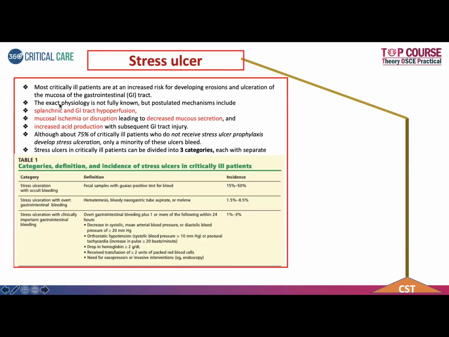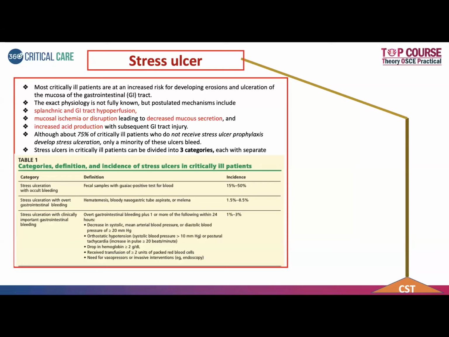So almost all critically ill patients are at increased risk of developing erosions and ulceration of the mucosa. Okay, the exact pathophysiology is not known, but it is mainly due to splanchnic or GI hypoperfusion. Okay, most of the patients who are in shock and volume depleted will have GI or splanchnic hypoperfusion. Mucosal ischemia or disruption leading to decreased mucosal secretion, and there will be increased acid production as well. Okay, because of stress. So 75% of the critically ill patients who do not receive stress ulcer prophylaxis will develop ulceration.